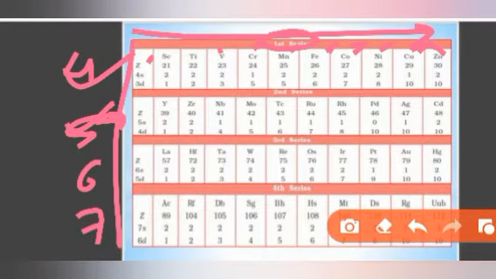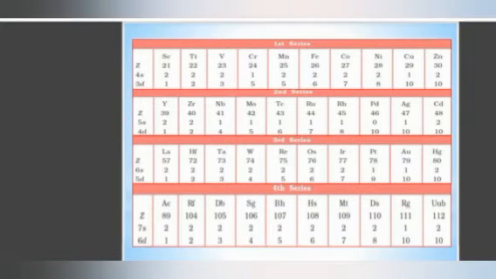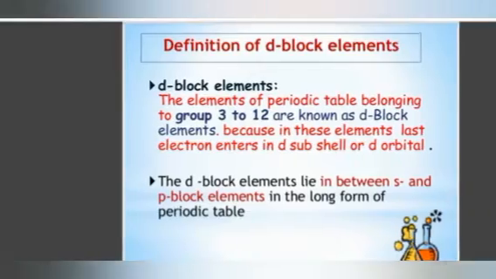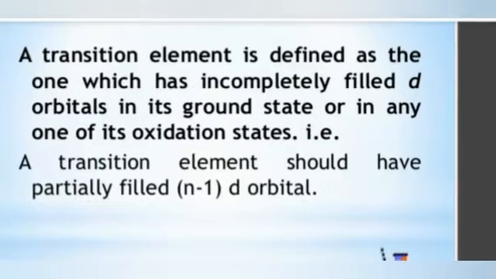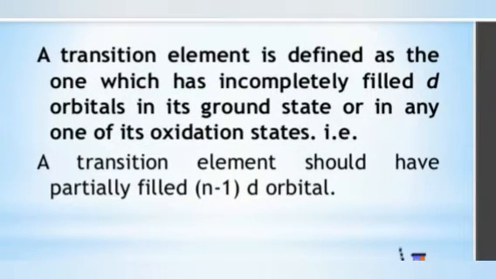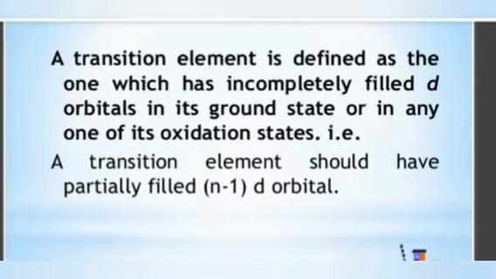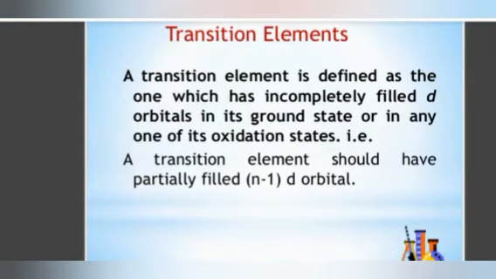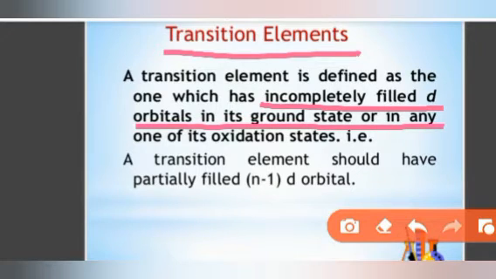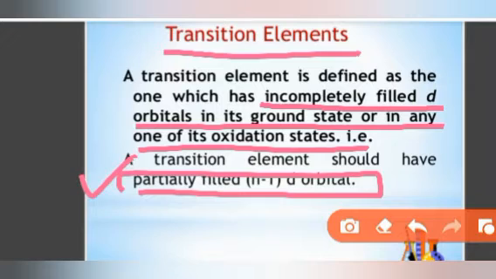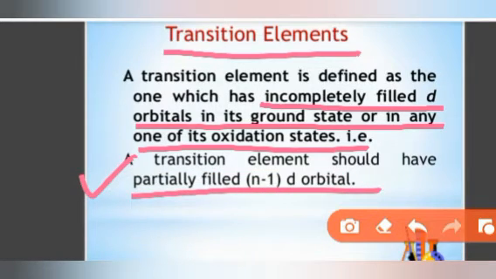Once we have learned all these members, we will move forward. These are basically called transition elements. Why are these called transition elements? Because a transition element is defined as one which has an incompletely filled d orbital in its ground state or in any one of its oxidation states. Underline this. So a transition element should have partially filled d orbitals. This is the meaning of transition elements: partially filled (n-1)d orbitals.